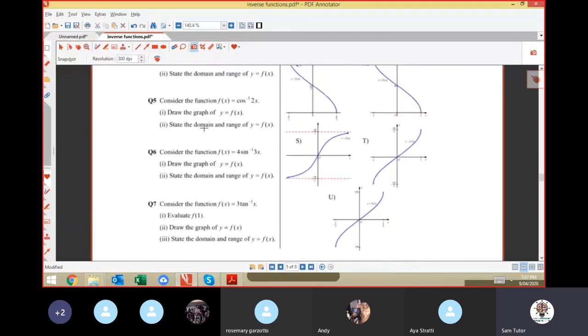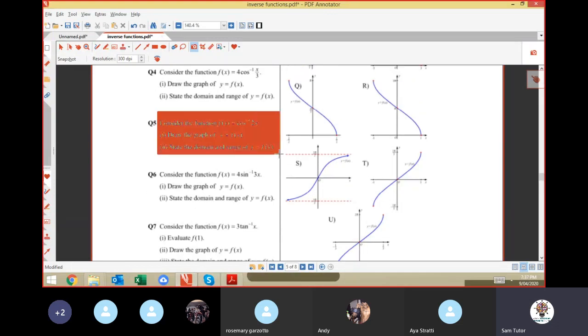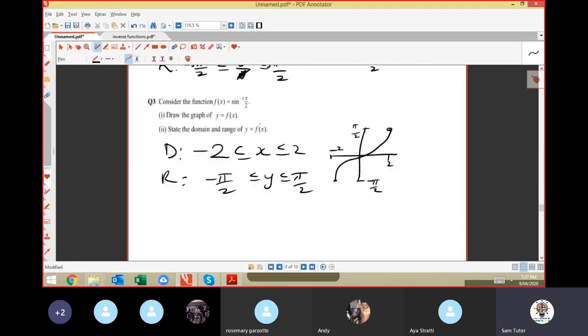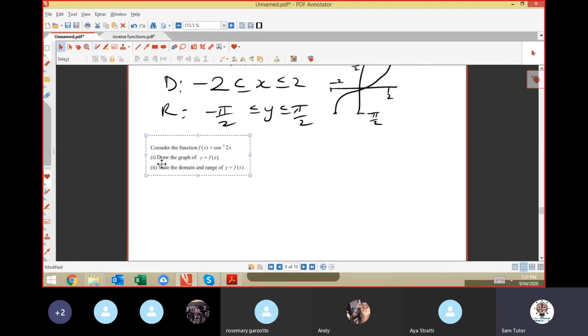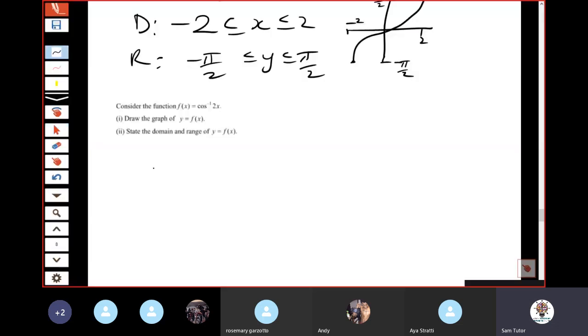Let's do cos and then we'll do tan and we're done. And then I can always go back over those 3 that I'm having problems with for some weird reason. Inverse cos of 2x. So, do your domain and range for that.